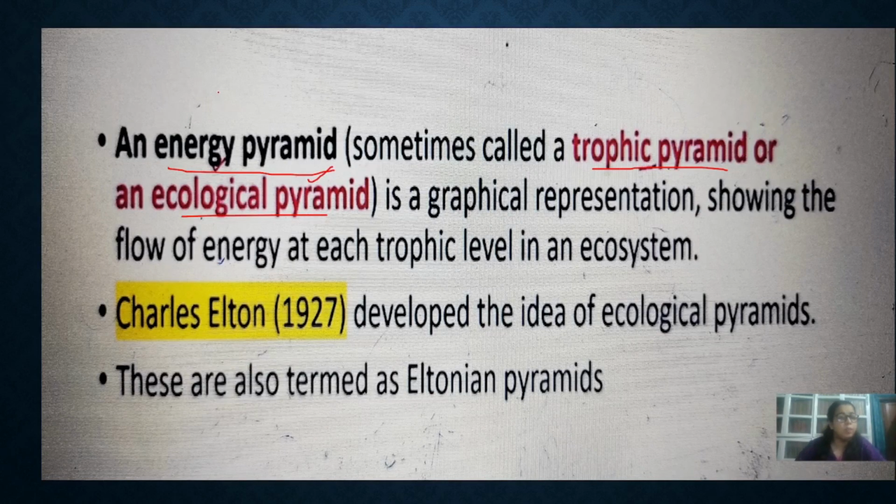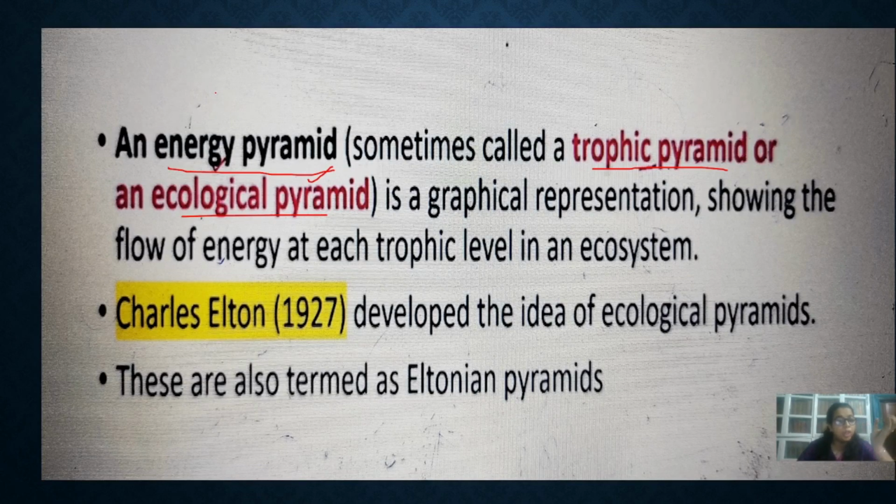Energy pyramid means, first of all, we know that we get energy from the sun. We get the secondary energy. What do you mean by secondary energy? First of all, the sun energy is absorbed, or you can say utilized, by plants. They are known as the producer because they produce their own food, and that energy is transferred to the consumer.